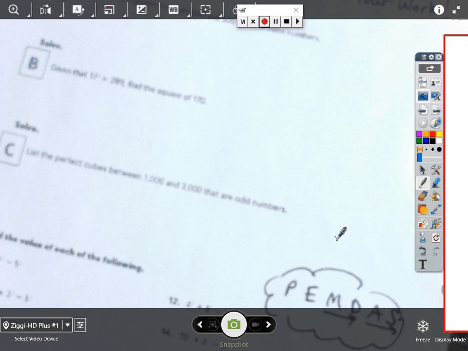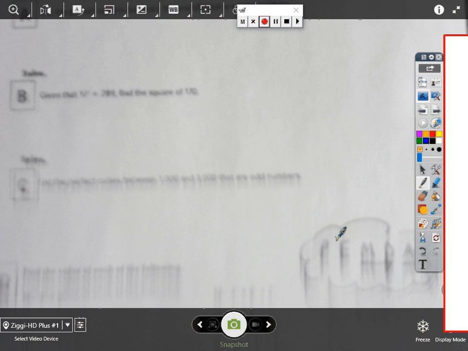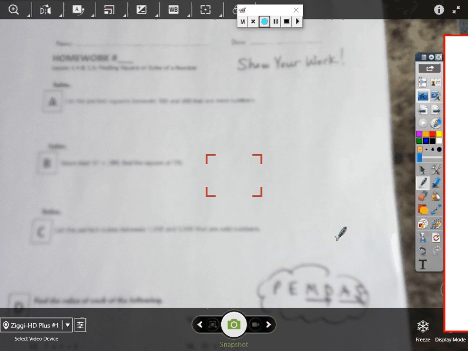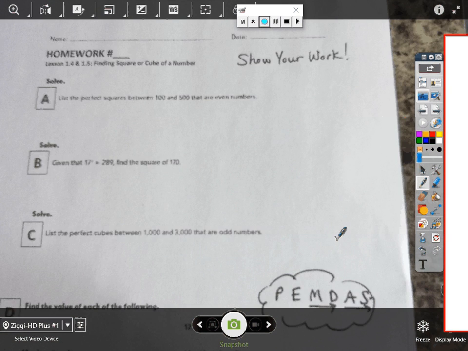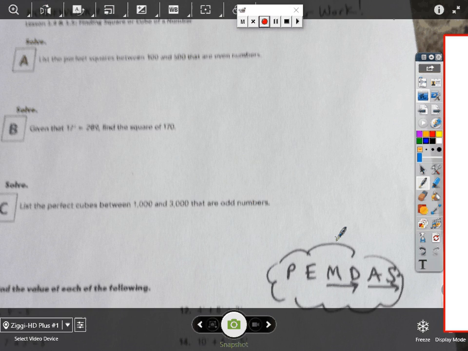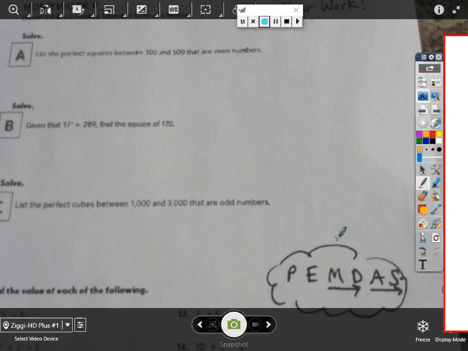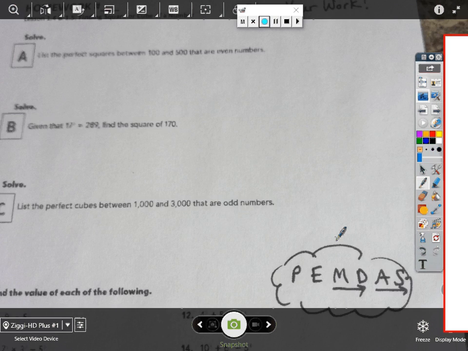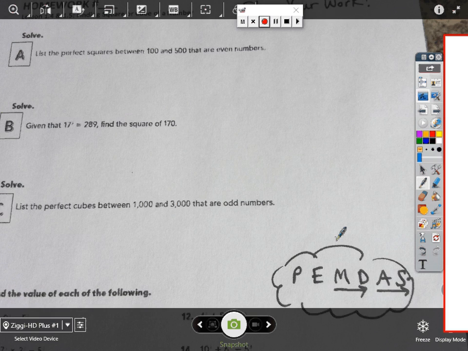I can see that my document camera didn't really like my hand interfering. All right, I'm going to ask you to turn to the back side of your assignment, and I'll see if I can get this to zoom in a tiny bit. There we go. Part A. Here the directions say solve. List the perfect squares between 100 and 500 that are even numbers.